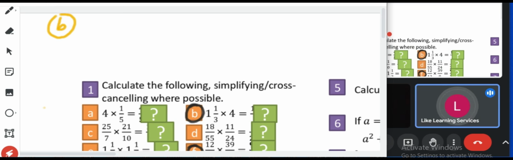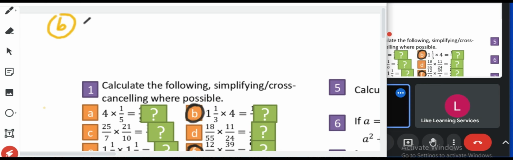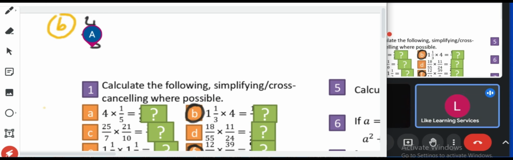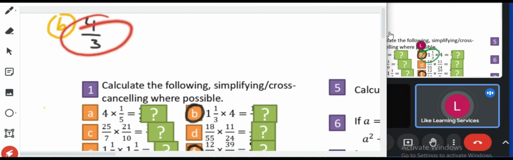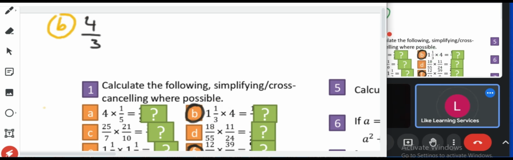One whole number 1 over 4. Sorry, one whole number 1 over 3 times 4. Okay, that's one whole number 1 over 3. Change it to 4 over 3 times 4.